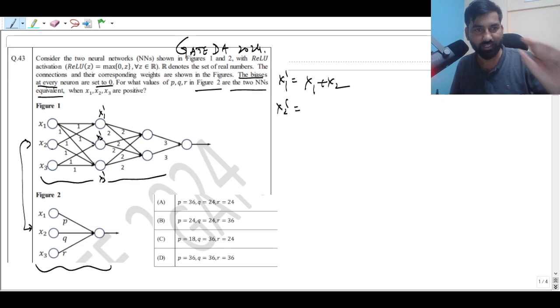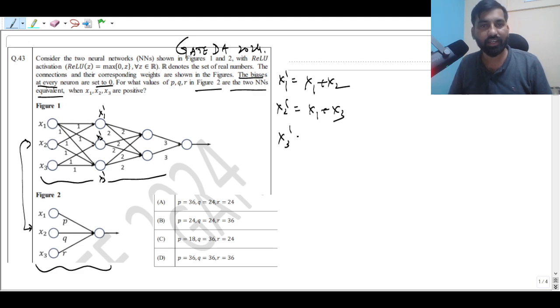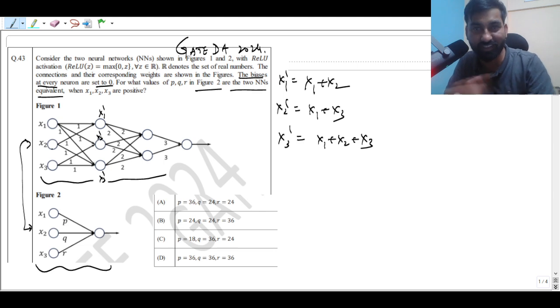And what is x2 dash, guys? At the second neuron, the input is x1 and x3 is coming, so you can say x1 plus x3. And x3 dash is going to be, you have to follow the arrows also, so here x1 is coming, x2 is coming, x3, everything is coming, the sum of x1, x2, x3. And the bias is 0, it's a good thing if the bias is 0. So we have got x1 dash, x2 dash, x3 dash.